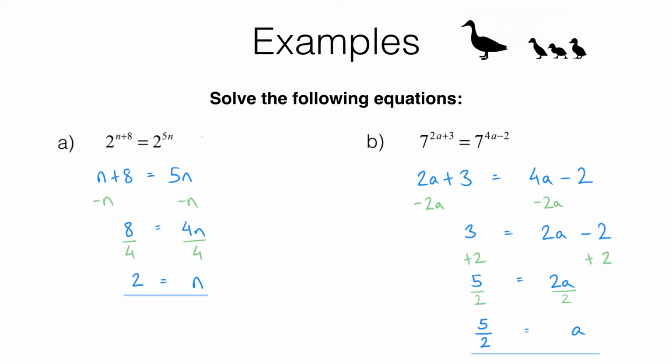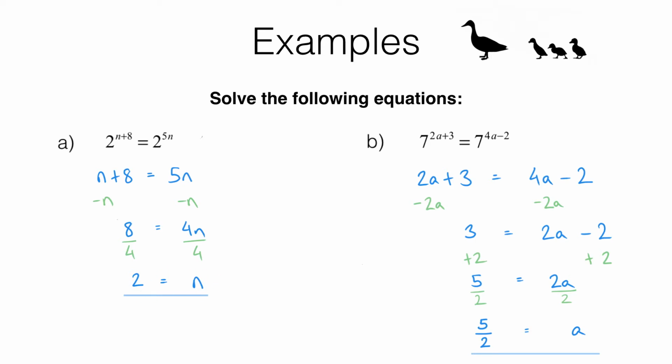In all of these questions, we can check our solution by substituting it back into the original equation. If we go back to question A and we substitute n equals 2 into here, we'll see that we've got 2 to the power of 10 on the left-hand side and 2 to the power of 10 on the right-hand side. And those are equal, so this is a correct solution.